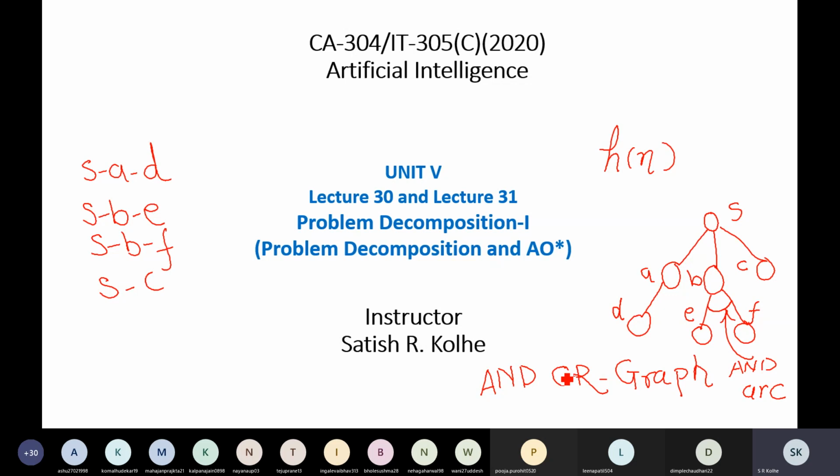Now before going into AO star search or what changes we will have to make, first we will understand what is problem decomposition. Basically it's a planning method which tells you how best to solve a problem that can be recursively decomposed into subproblems in multiple ways. Again I am repeating, problem decomposition is planning how best you can solve a problem that can be recursively decomposed into subproblems in multiple ways. We will see examples of this.